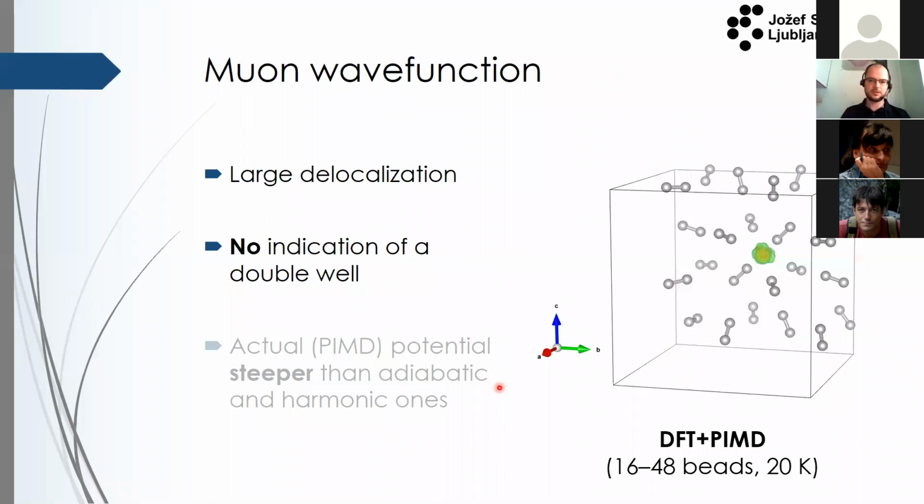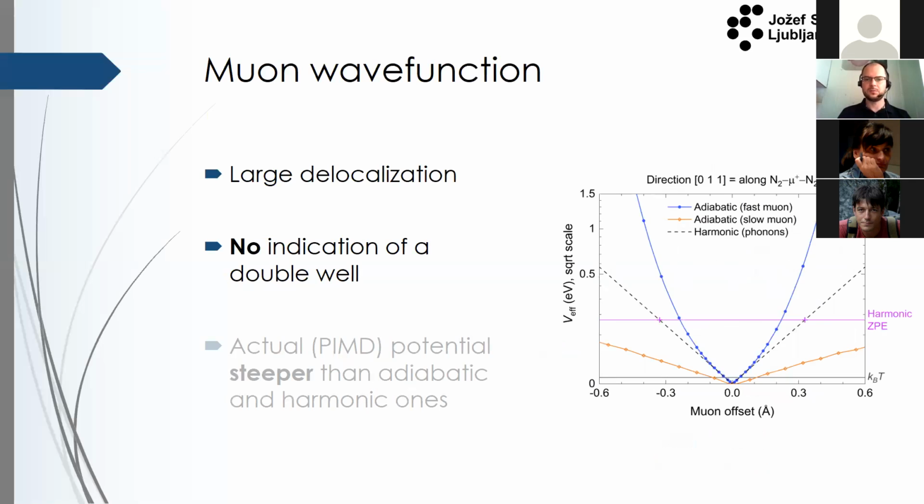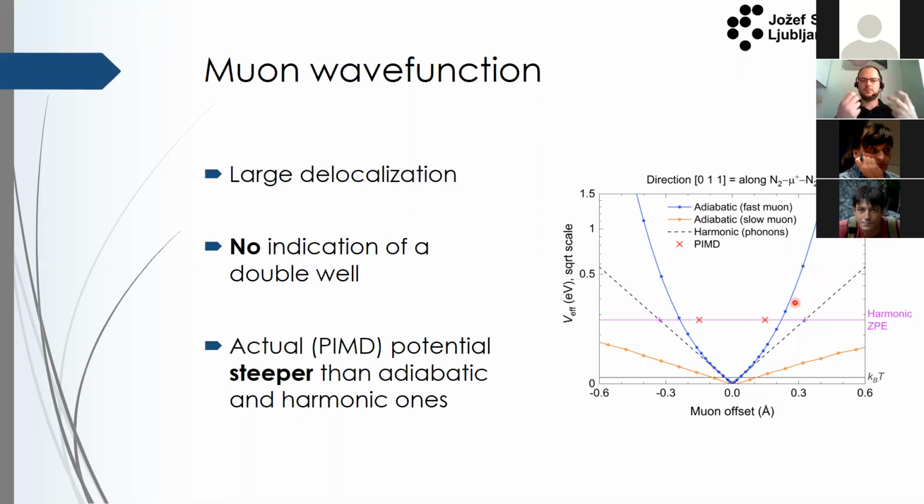Okay, so just quickly, we see that in the case of a muon and nitrogen, firstly, it delocalizes a lot. This is the wave function from PIMD. There's no indication of a double potential well. It's just a single potential well. If you plot the spread of the wave function on this diagram, we see that it's actually narrower than any of the other approximations would predict. So due to quantum effects, nitrogens and everything else moves in such a way that the muon becomes more strongly bonded inside an effective potential, if there was such a potential, a single particle potential, than any other approximation would predict. So adiabatic or harmonic approximations.